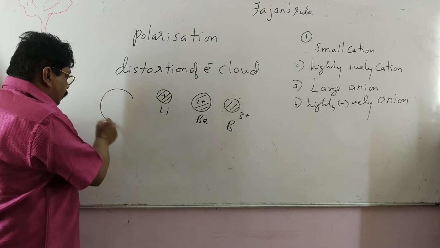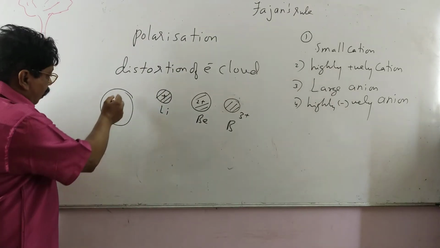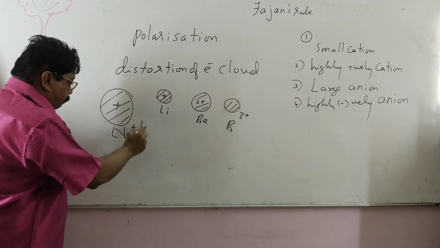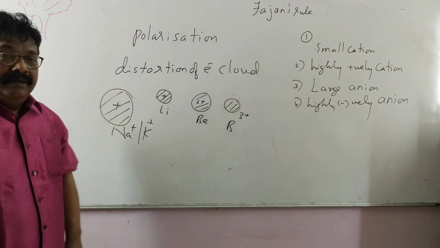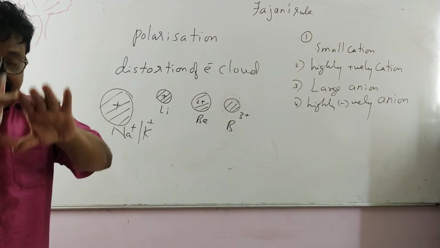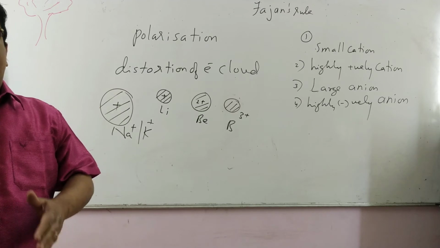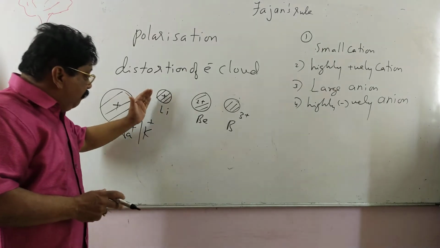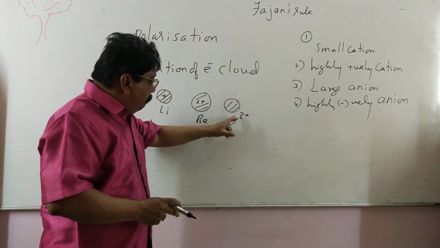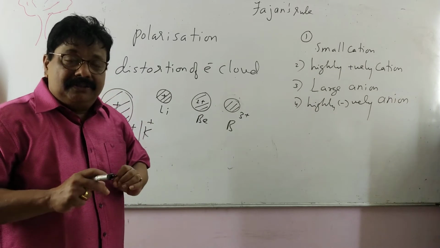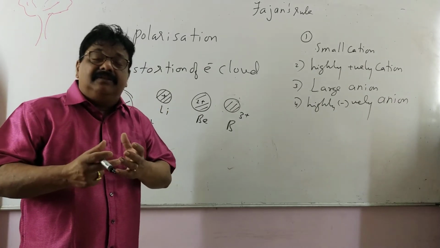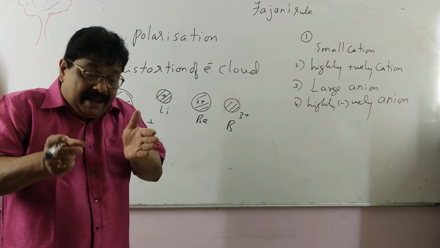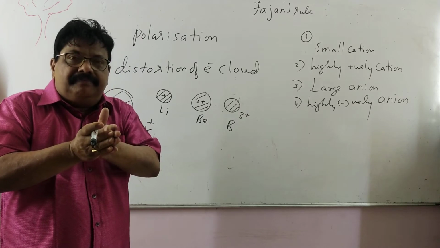See, Na plus is a bigger one. So 1 plus is in a larger volume. Take Na plus or K plus, 1 positive charge is in a larger volume, larger space. So the positive charge density will be less. But when we come to lithium plus, boron 3 plus or beryllium 2 plus, the positive charge increases, the size decreases, so the positive charge density will be in a very small space here.